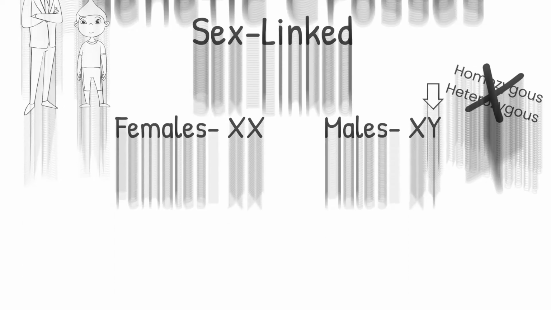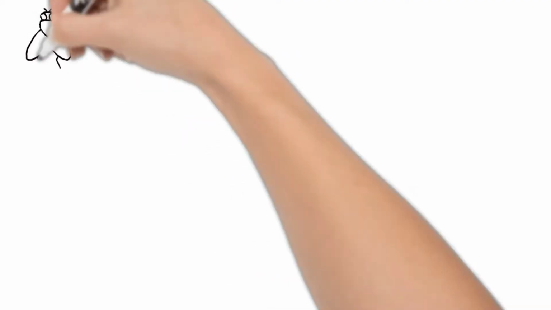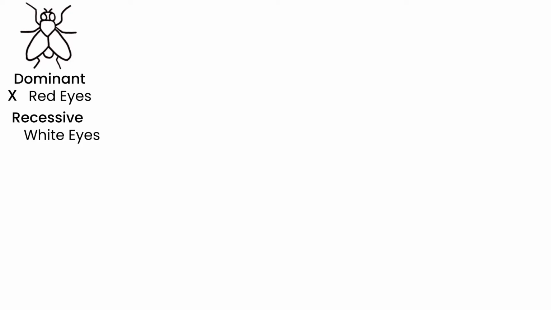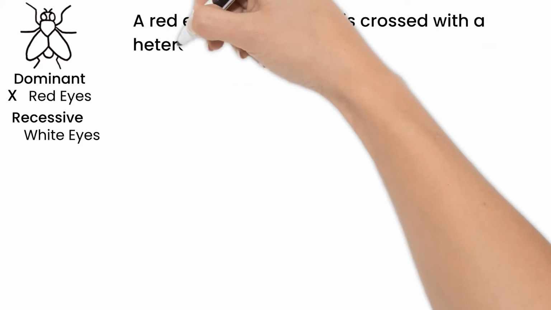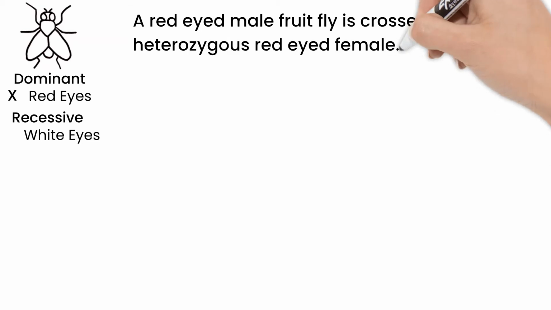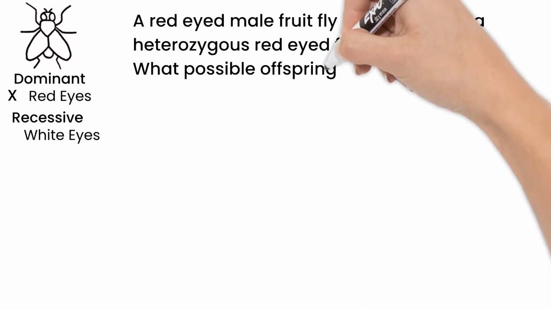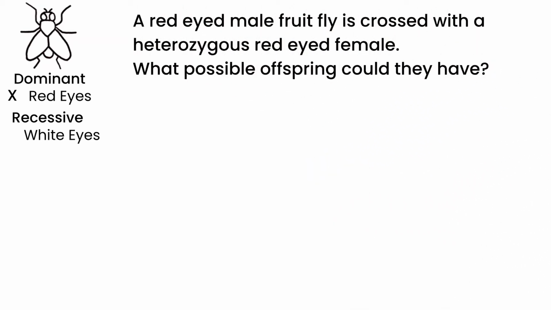Let's do an example. In fruit flies, the gene for eye color is on the X chromosome. Red eyes are dominant to white. A red-eyed male fruit fly is crossed with a heterozygous red-eyed female. What possible offspring could they have?